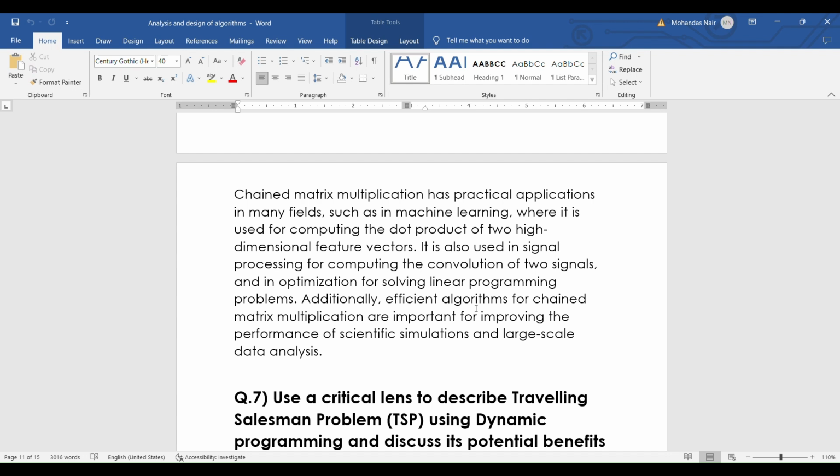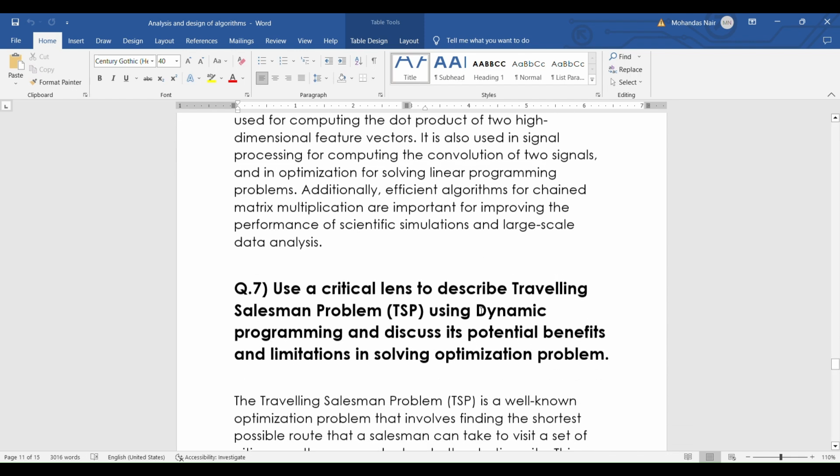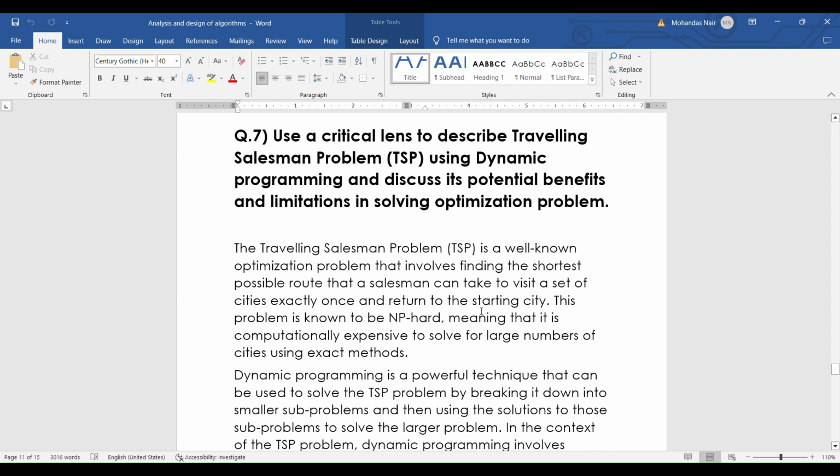Chained matrix multiplication has practical applications in many fields, such as in machine learning, where it is used for computing the dot product of two high dimensional vectors. It is also used in signal processing for computing the convolution of two signals and in optimization for solving linear programming problems. Additionally, efficient algorithms for chain matrix multiplication are important for improving the performance of scientific simulations and large-scale data analysis.